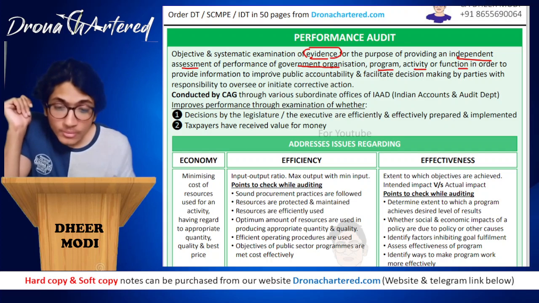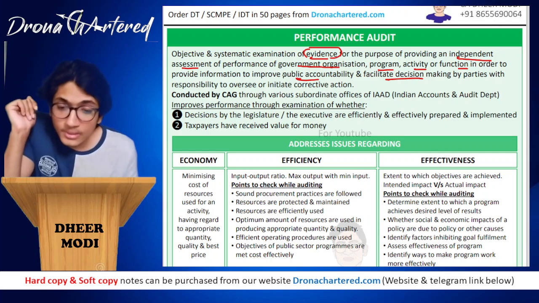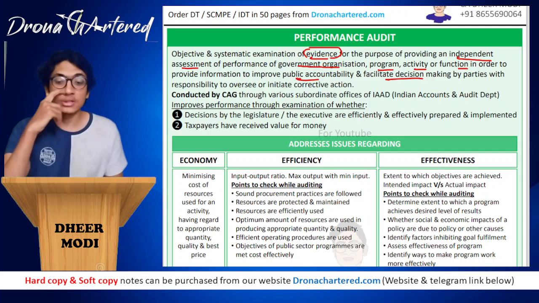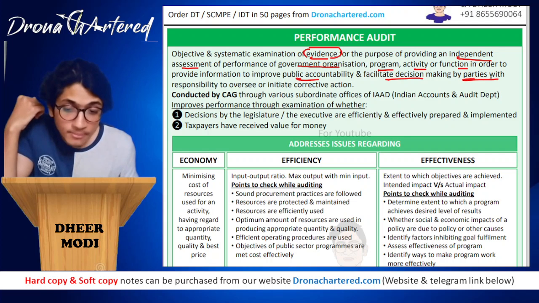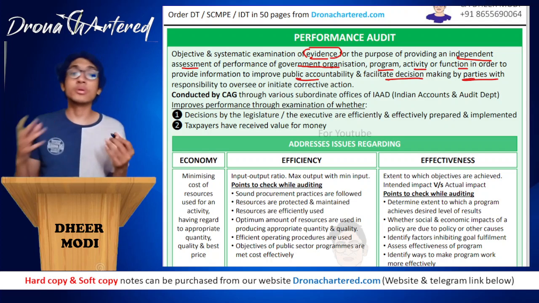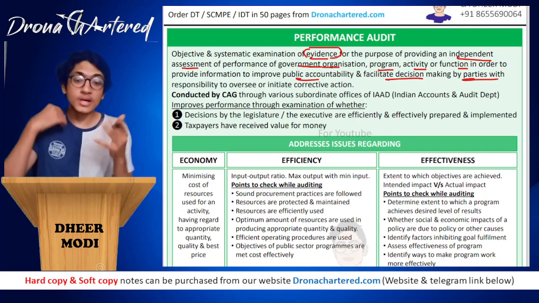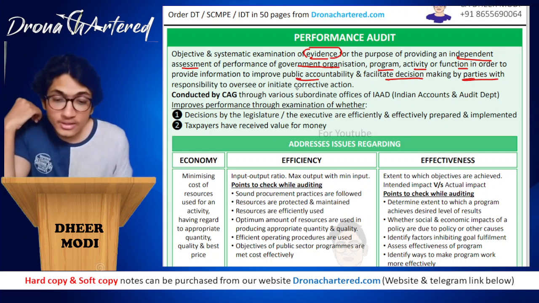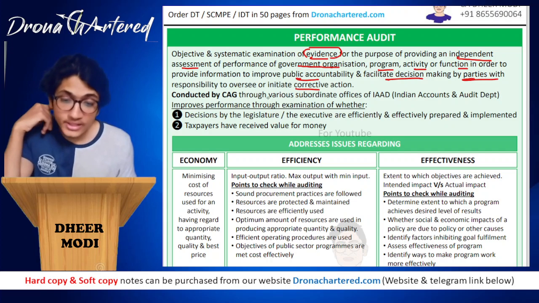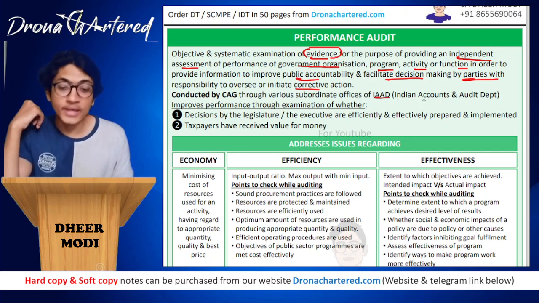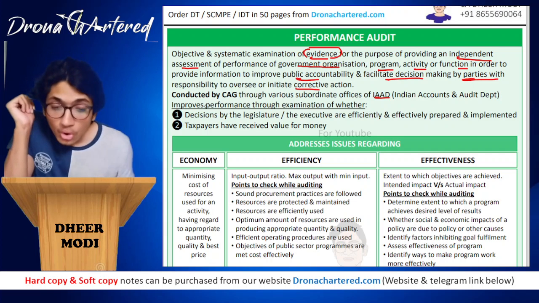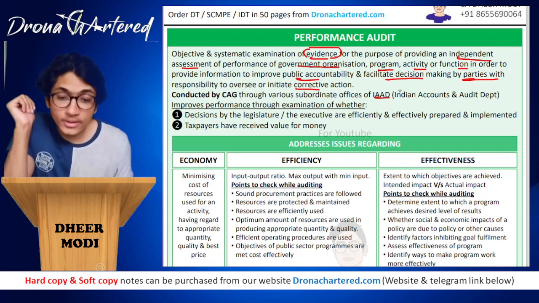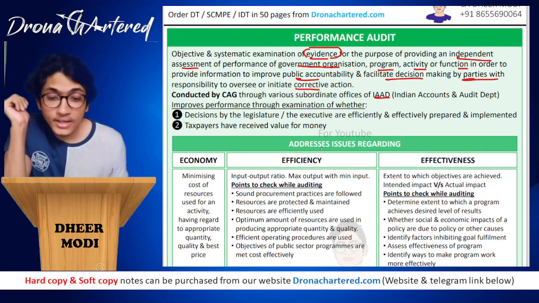So in order to provide information to improve public accountability and facilitate decision making by parties with responsibility to oversee or initiate corrective action. Why? So why are we doing this audit? So that you can tell them, so that it facilitates decision making by parties with responsibility to oversee. So wherever I have noticed something, I will tell those parties so that they can initiate the corrective action. Next, it is conducted by CAG through various subordinate offices of the IAAD, that is the Indian Accounts and Audit Department.